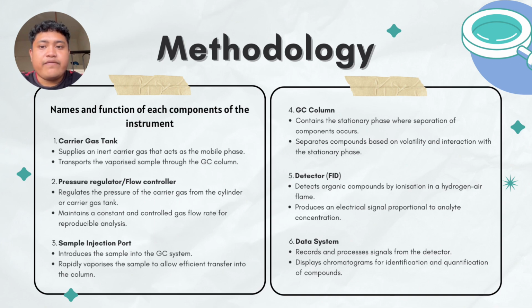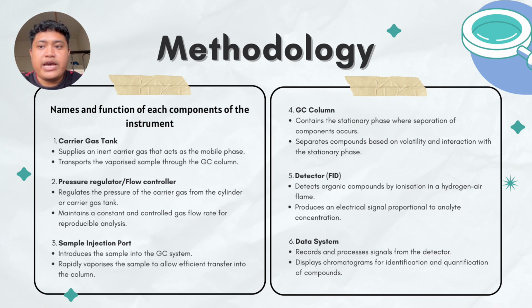The third one is the sample injection port. This component introduces the sample into the GC system. It also rapidly vaporizes the sample to allow efficient transfer into the column. The fourth one is the GC column, which is located inside the column oven. This component contains the stationary phase, where separation of components occurs. It separates compounds based on volatility and interaction with the stationary phase.